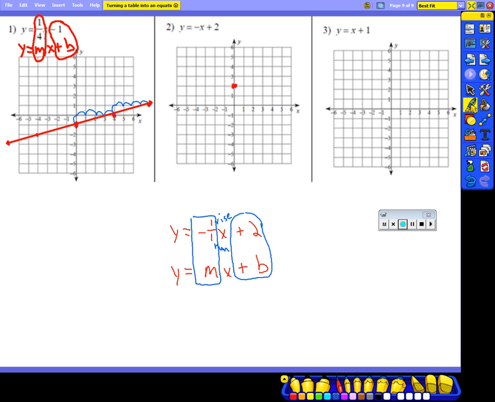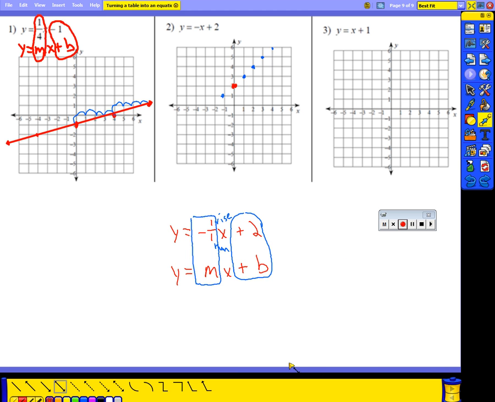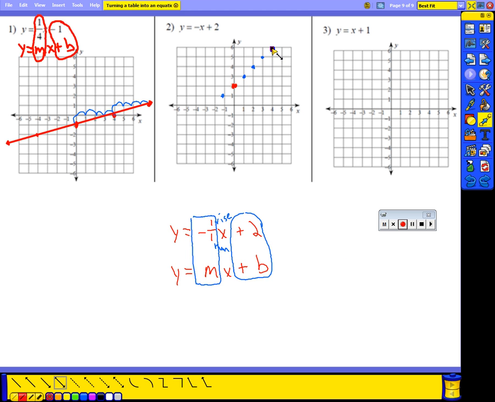Now let me show you a mistake that a lot of students make. This is what they do. They say rise up 1, run over 1, and they do it like this. Okay? And then they're like, oh, I did a great job. I remembered rise over run, and I went up 1, over 1, and they connect their points, and this is the graph that they'll give us, okay?